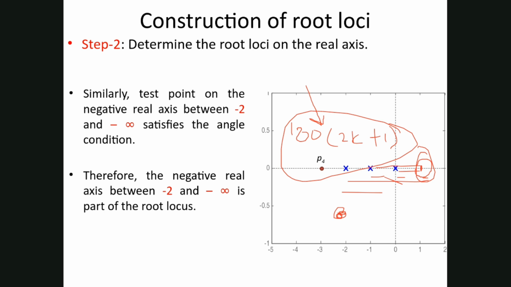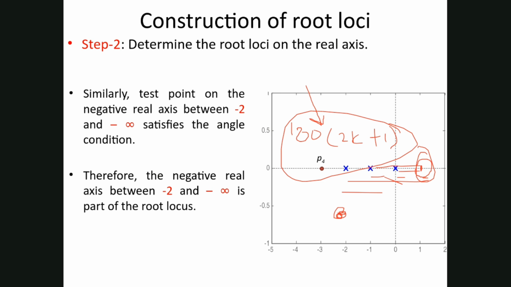For that purpose, we have seen the two criteria, angle criteria and magnitude criteria. If any point on the S plane satisfies the angle criteria, that means that point is going to be a part of the root locus for the particular system. So till now we have seen this. In the next session we'll see how to plot the root locus. Till now we have seen the significance of the root locus and what kind of information you can derive from it.